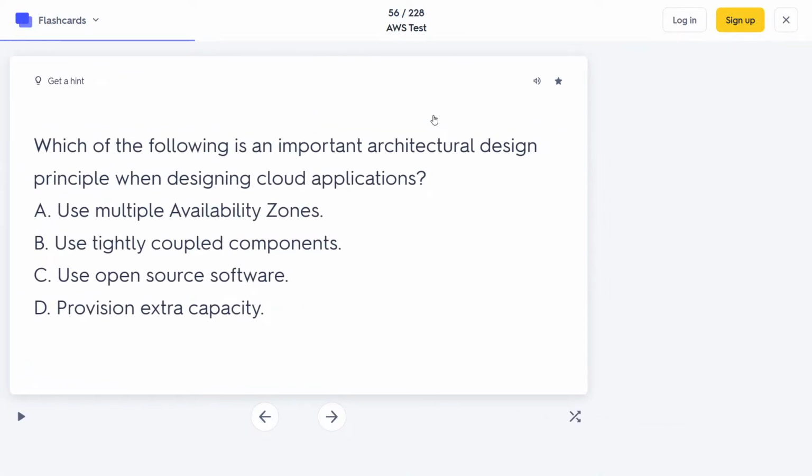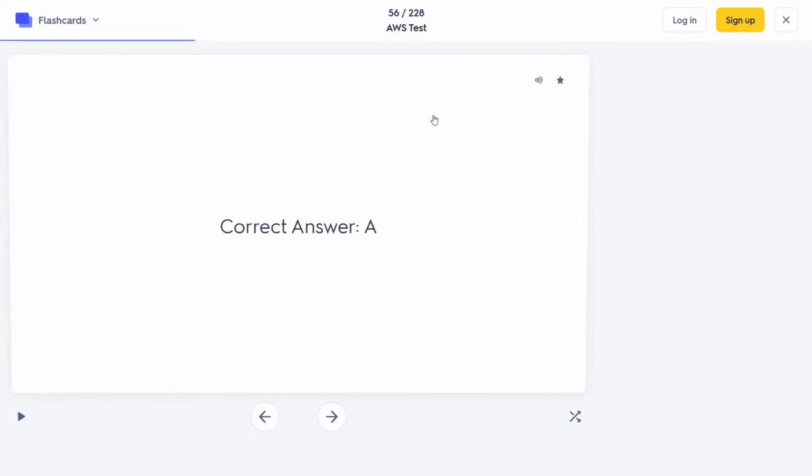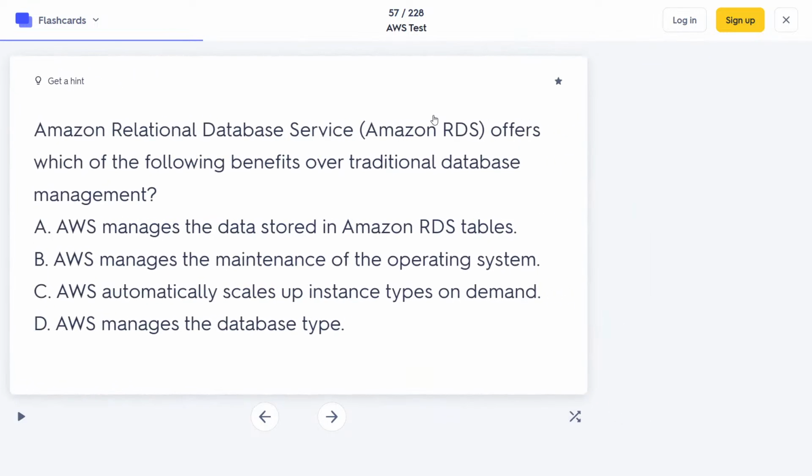Which of the following is an important architectural design principle? Option B is totally wrong. Option C is not really an important thing. Now we need to look into A and D. What is better, using more availability zones or having extra capacity? Well, the AWS guys are like, scale up automatically. So I will go with option number A. That's right, amazing.